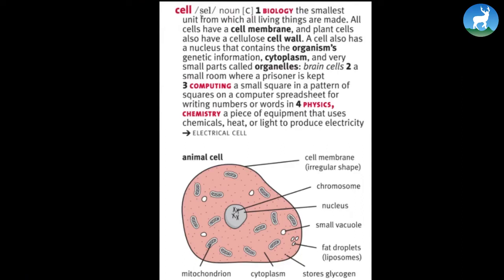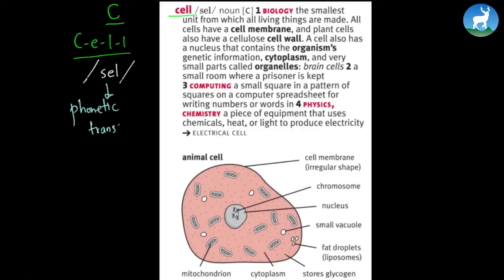So let's say we are going to look up a page. We are going to find the word cell. If you go to the C section of your dictionary, and go from C to E to L to another L, you would find the word cell. And then you would find the pronunciation S-E-L, cell, right? So this is what we call the phonetic transcription. What is it called? It is called the phonetic transcription.